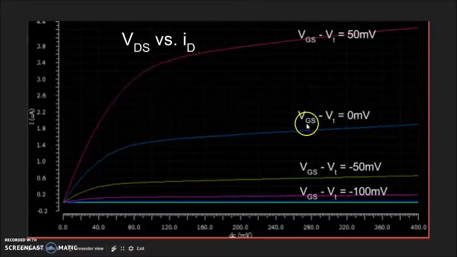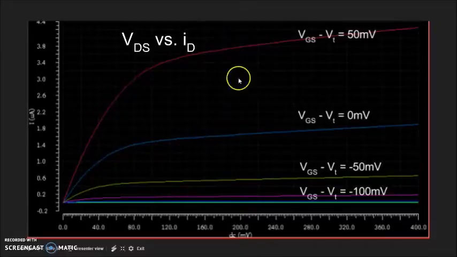Moving on, we have our VGS equal to VT, and you can see the jump in current is pretty substantial. We've got almost 2 microamps here and about 4 up here, so that's a substantial jump. And below this, we have our VGS of less than VT. This looks familiar, but we are mostly interested in these sub-threshold ones.